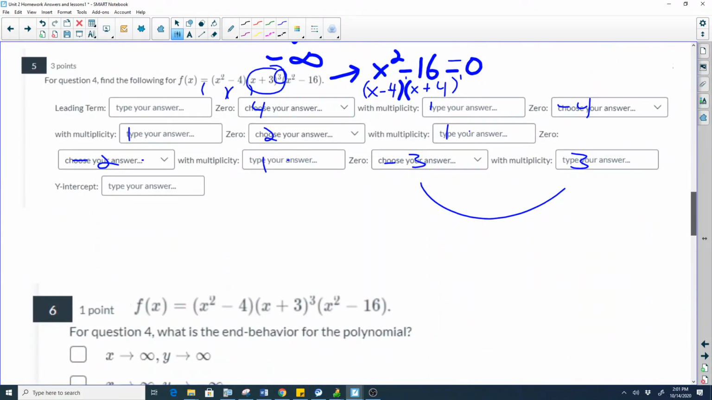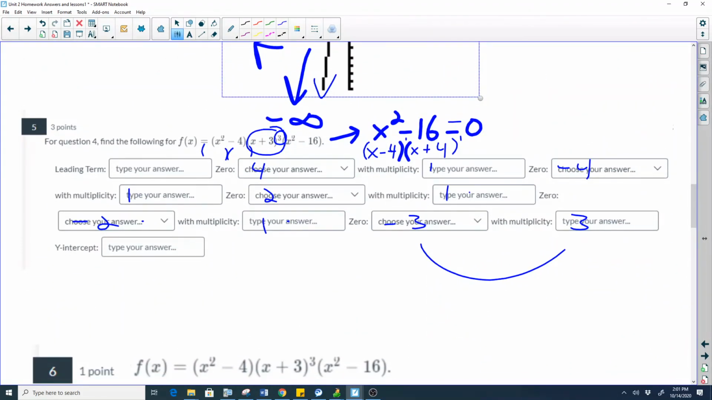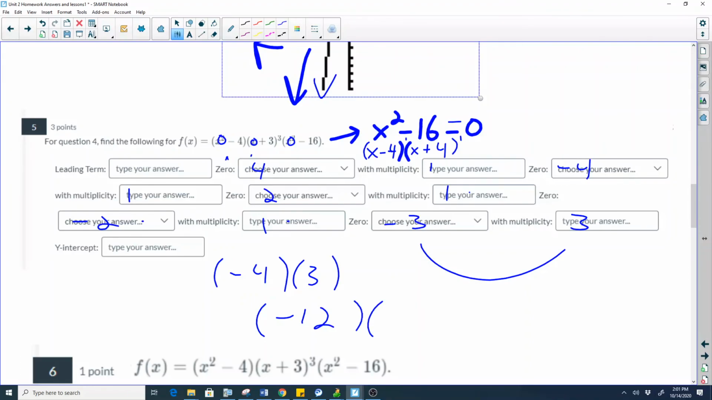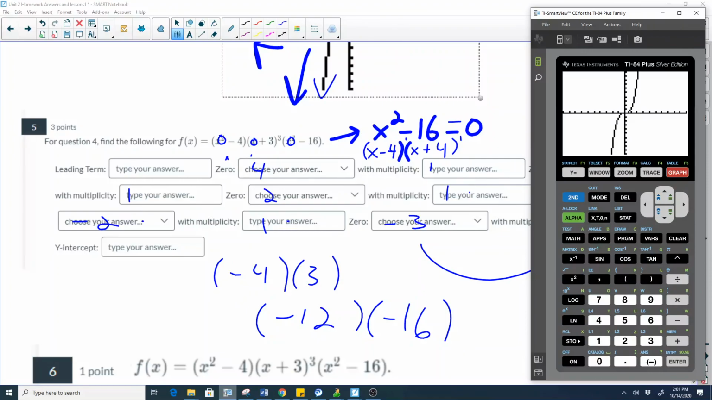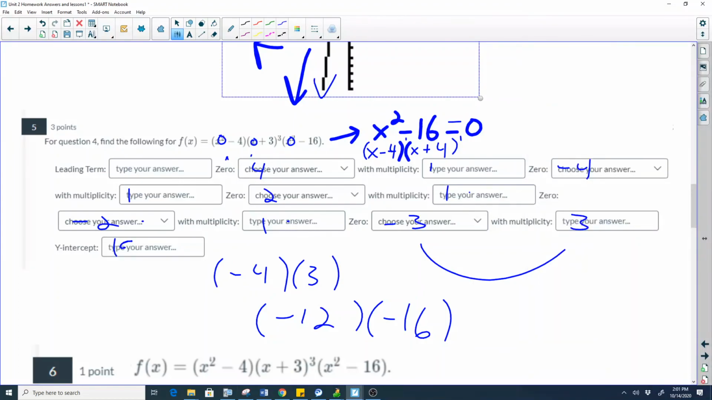And so this one's going to be a bit of a beast. Whoa, so many. So you're going to plug in a 0. That's going to make some things go away, which is really good. So you're just left with a -4 times 3, which is a -12. And then times a -16. Oh my goodness, what the heck is that? So then we're going to go and do -12 times -16. 192. So your y-intercept for this question number 4 or 5 is going to be 192.